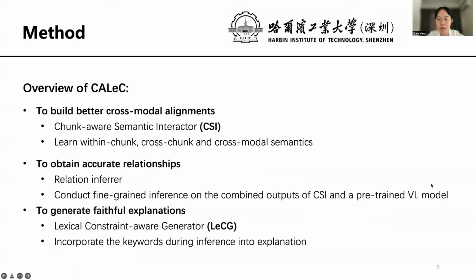Our method mainly contains three modules. To build better cross-model alignment, we utilize a chunk-aware semantic interactor to learn within-chunk, cross-chunk, and cross-model semantics. Then, to obtain accurate relationships, we utilize a relation inferer to conduct fine-grained inference on the combined outputs of the chunk-aware semantic interactor and the pre-trained vision language model. Then, to generate faithful explanations, we utilize a lexical constraint-aware generator to incorporate the keywords during inference into the explanation.